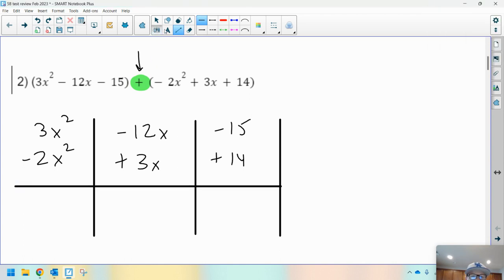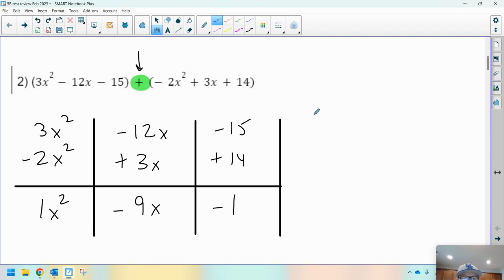You can do this on your calculator. You don't change the x squared. 3 minus 2 is 1. x squared. You don't have to put the 1 in front, but you can if you want. This is negative 12 plus 3, or 3 minus 12. My answer is going to be negative, and it's going to be negative 9x. And over here, negative 15 plus 14 is going to be negative 1. Make sure you have a calculator to do these if you're unsure, if you're not 100%. So our answer is 1x squared, or just x squared, minus 9x minus 1.